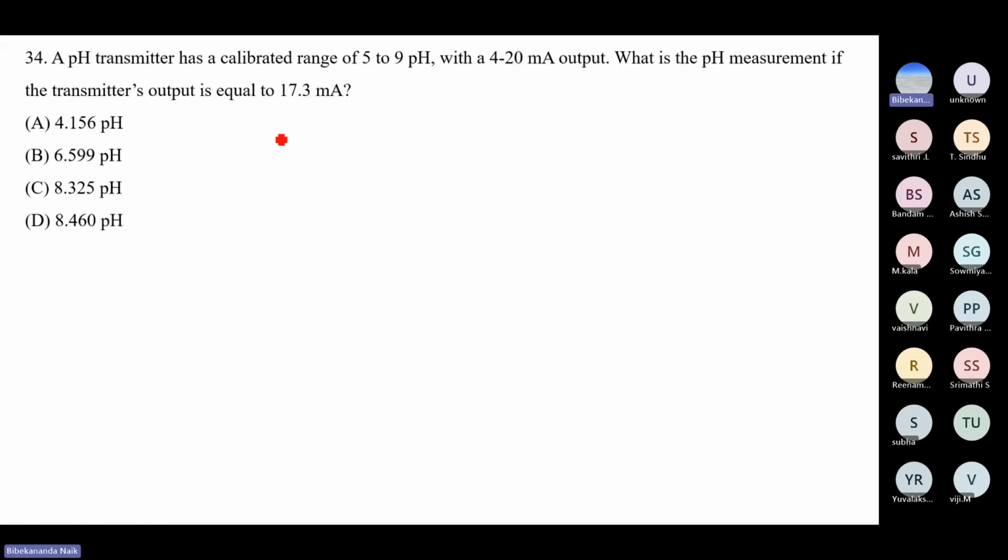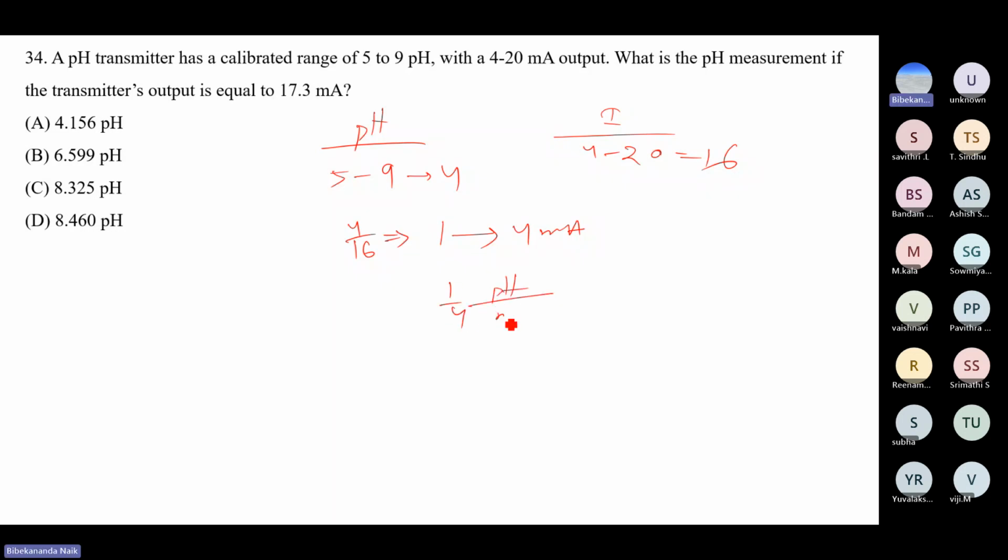Similarly, the pH is changing from 5 to 9, that is 4. And the current is changing from 4 to 20, that is 16. So for 1 pH, the current will change 4 milliampere, because it is 16 by 4. So 1 by 4 pH per milliampere. But here, as you can see, it is 17.3 milliampere.